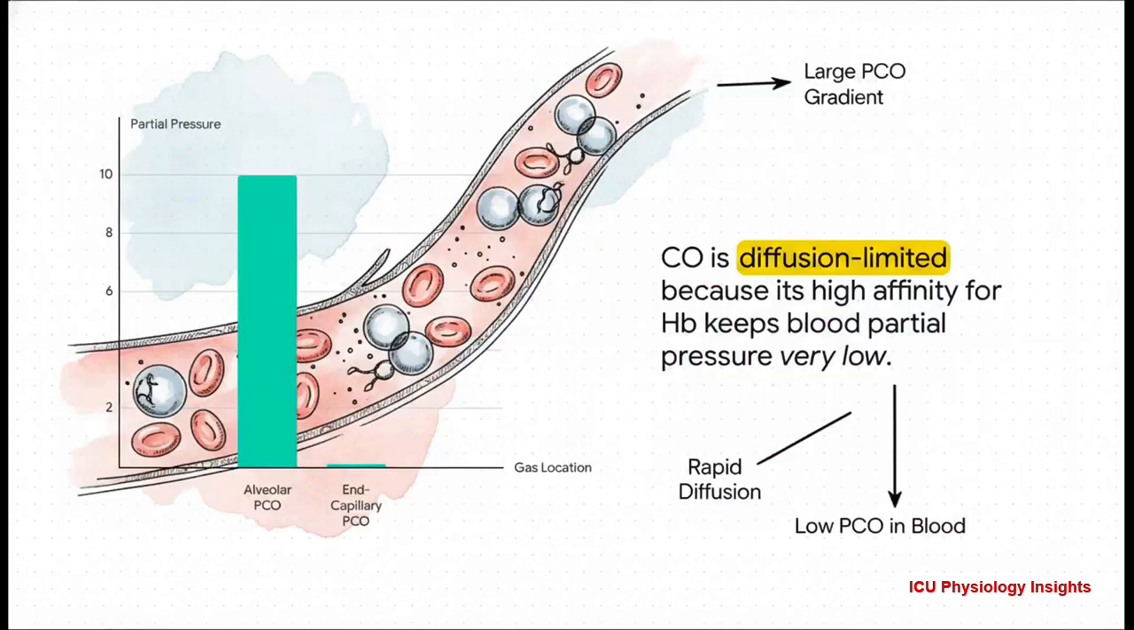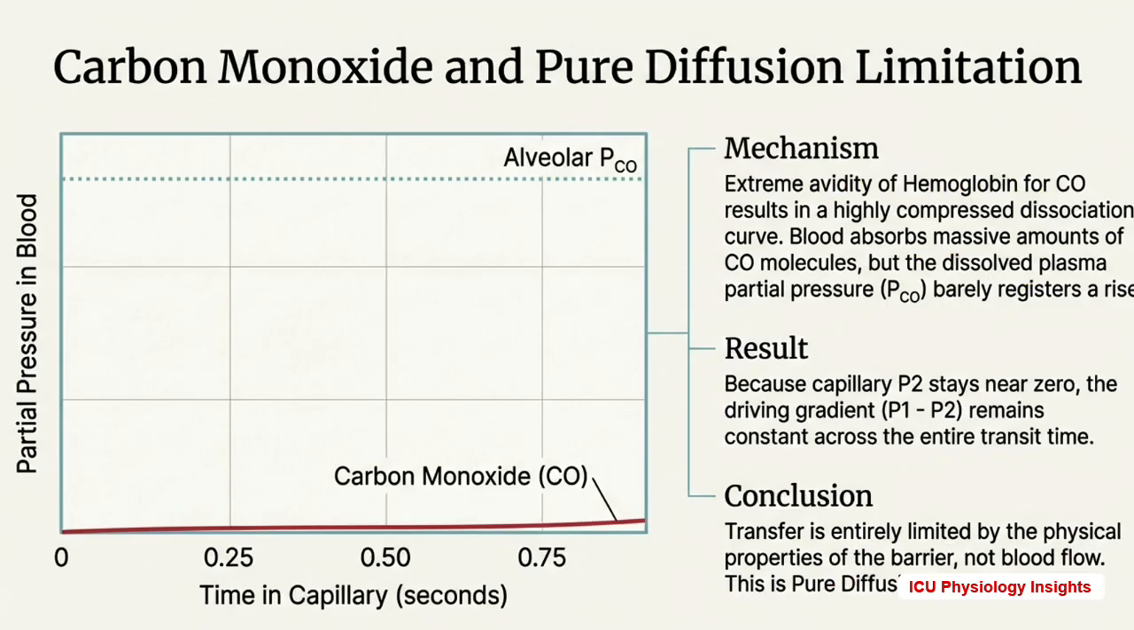Carbon monoxide is the classic textbook example of a diffusion-limited gas, and the reason is simple. It's love for hemoglobin. CO binds to hemoglobin more than 200 times more tightly than oxygen does. So as soon as a CO molecule gets into the plasma, bam, it's snatched up by a red blood cell. This acts like a sink, keeping the partial pressure of CO dissolved in the plasma incredibly low, almost zero. This maintains a huge driving gradient from the alveolus to the capillary all the way along its length. So the only thing holding back CO uptake is the diffusion barrier itself.